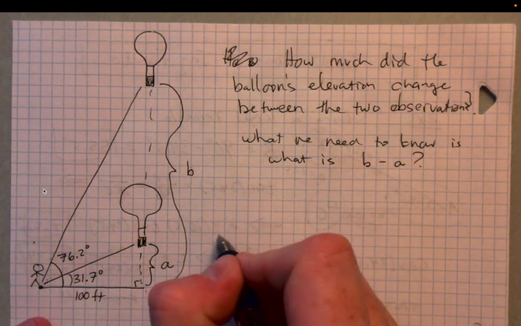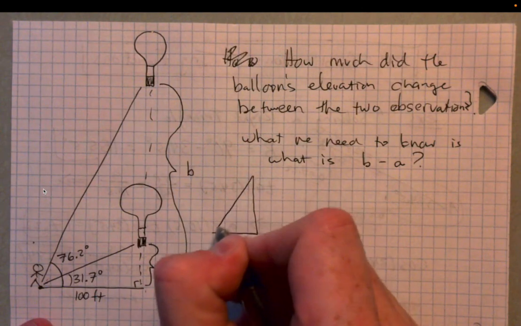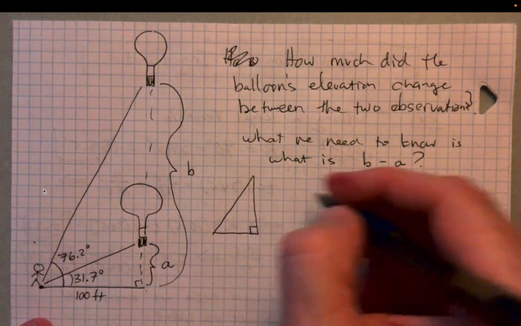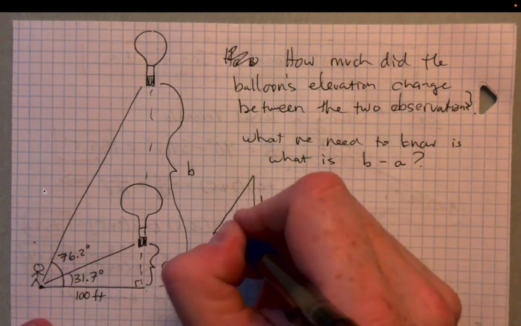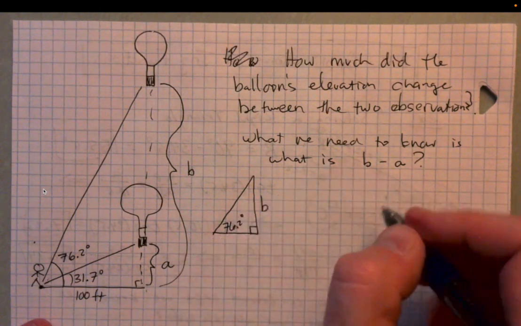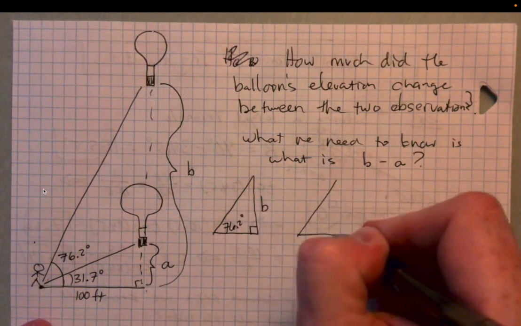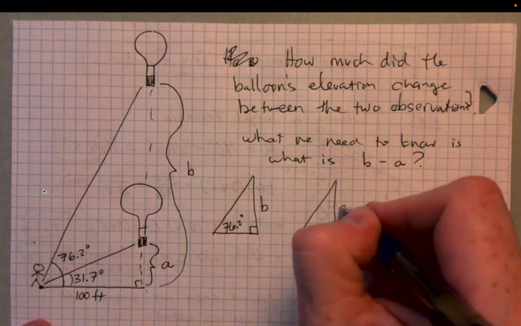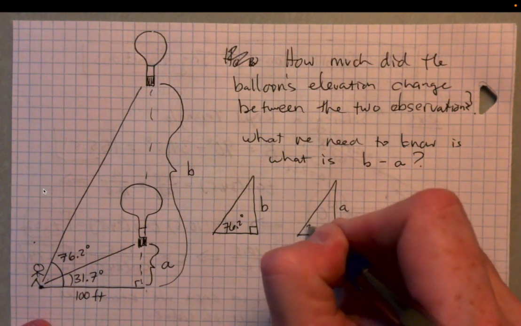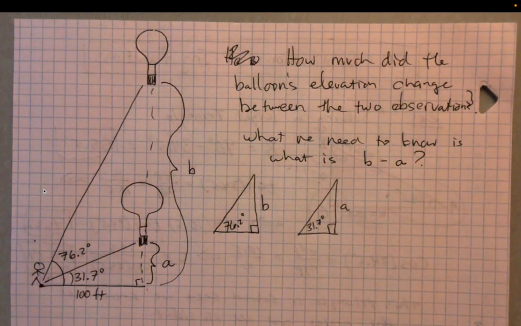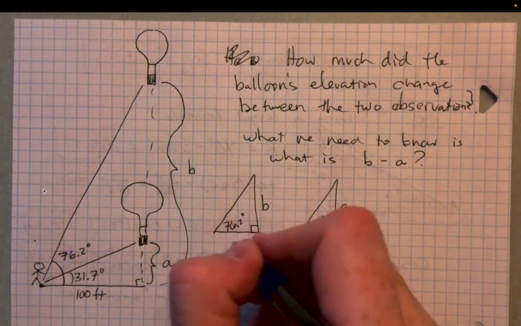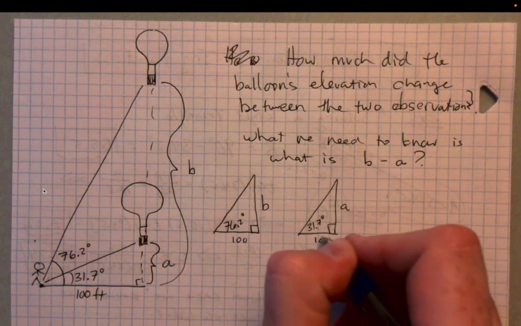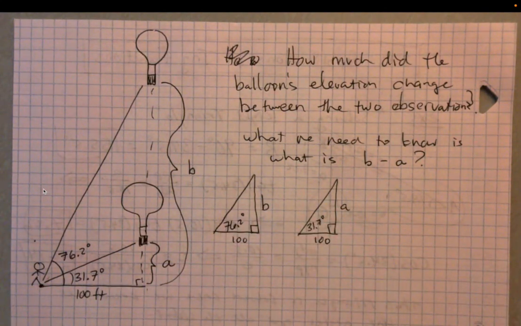Okay, so let's just model these two. So you've got two triangles implicitly here. And I won't draw these to scale. There's the first one, and that's, we'll say B. And you've got 76.2 degrees. And the second one, we'll say, is this one, and that's A. And here you've got 31.7 degrees. All right, and then both triangles have 100 as the adjacent side. Can we figure out what B and A are?